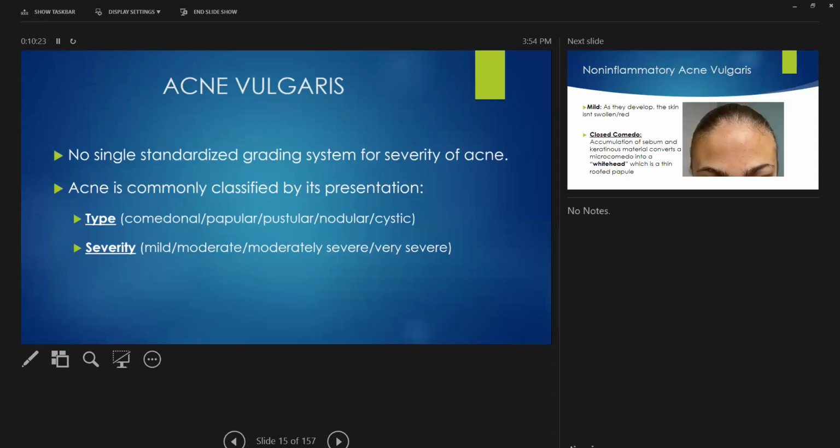So acne vulgaris, there's no single standardized grading system for the severity. However, there are a few grading systems that we rely on. Other professionals may use separate grading systems. So we want to always classify the type and the severity. So the type is going to be comedonal, papular, pustular, nodular, or cystic. And the severity is going to range from mild to very severe, with moderate and moderately severe in between.